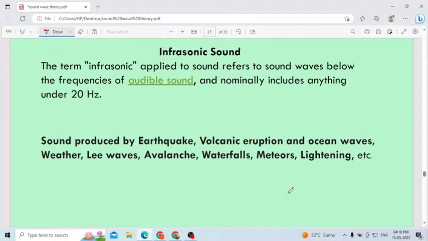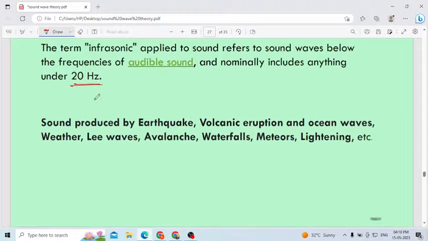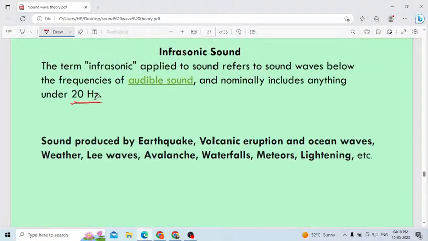Next, my last topic: infrasonic and ultrasonic sound waves and their uses. That one is very, very important. What is meant by infrasonic sound waves? The term infrasonic applied to sound refers to sound waves below the frequency of audible sound. Nominally it includes anything under 20 Hertz. Infrasonic sound waves have a frequency below 20 Hertz.